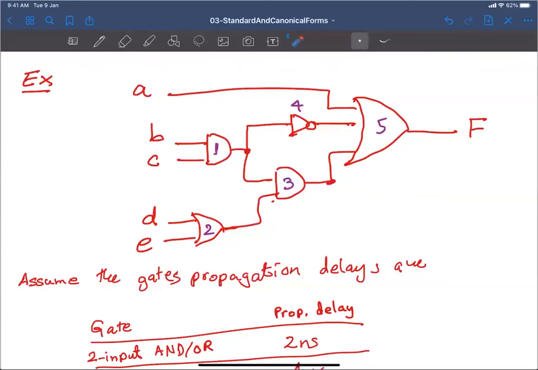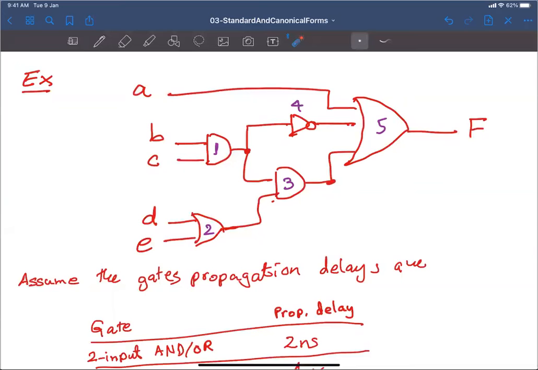We are given the propagation delay of every gate here, and we would like to know the longest propagation delay from any of the inputs to the output. Is it from A to F, and how long is it? Is it from B to F, and how long is it? Is it from one of the other inputs to F, and how long is it?